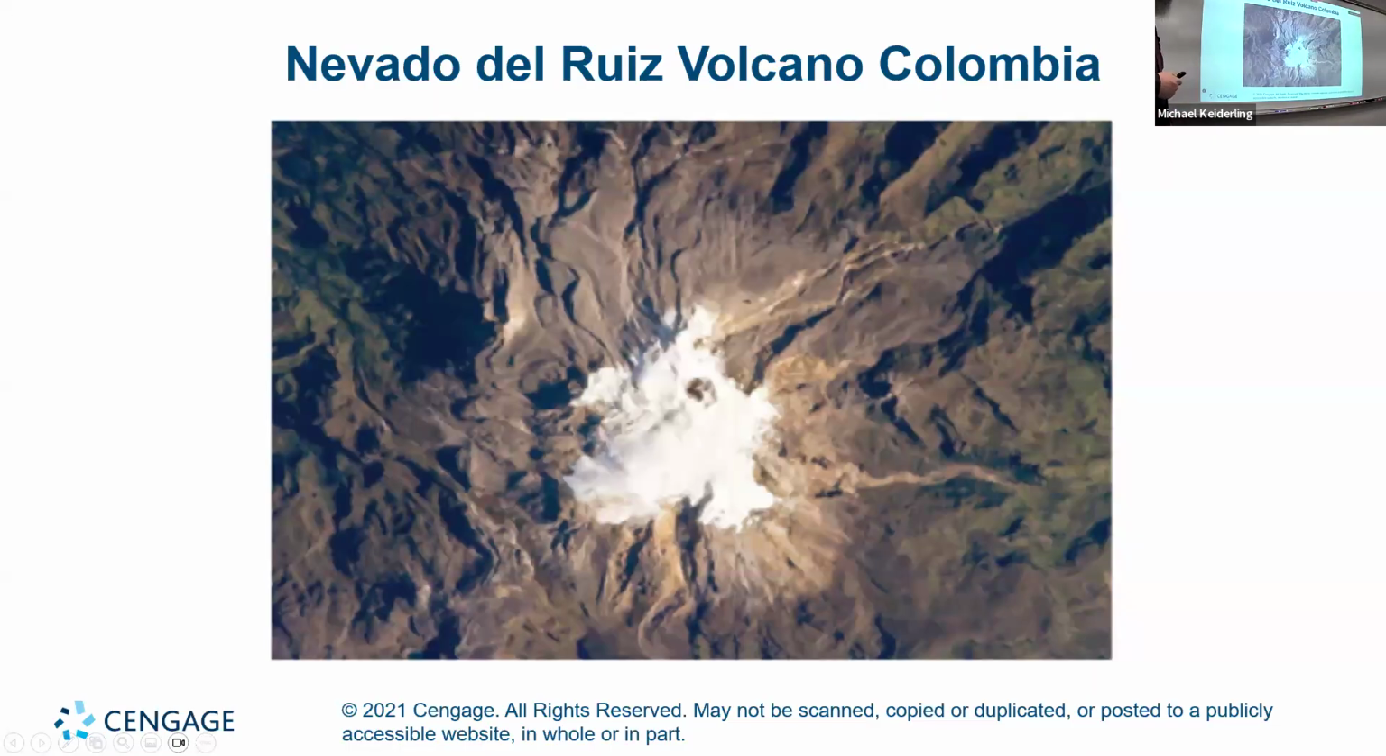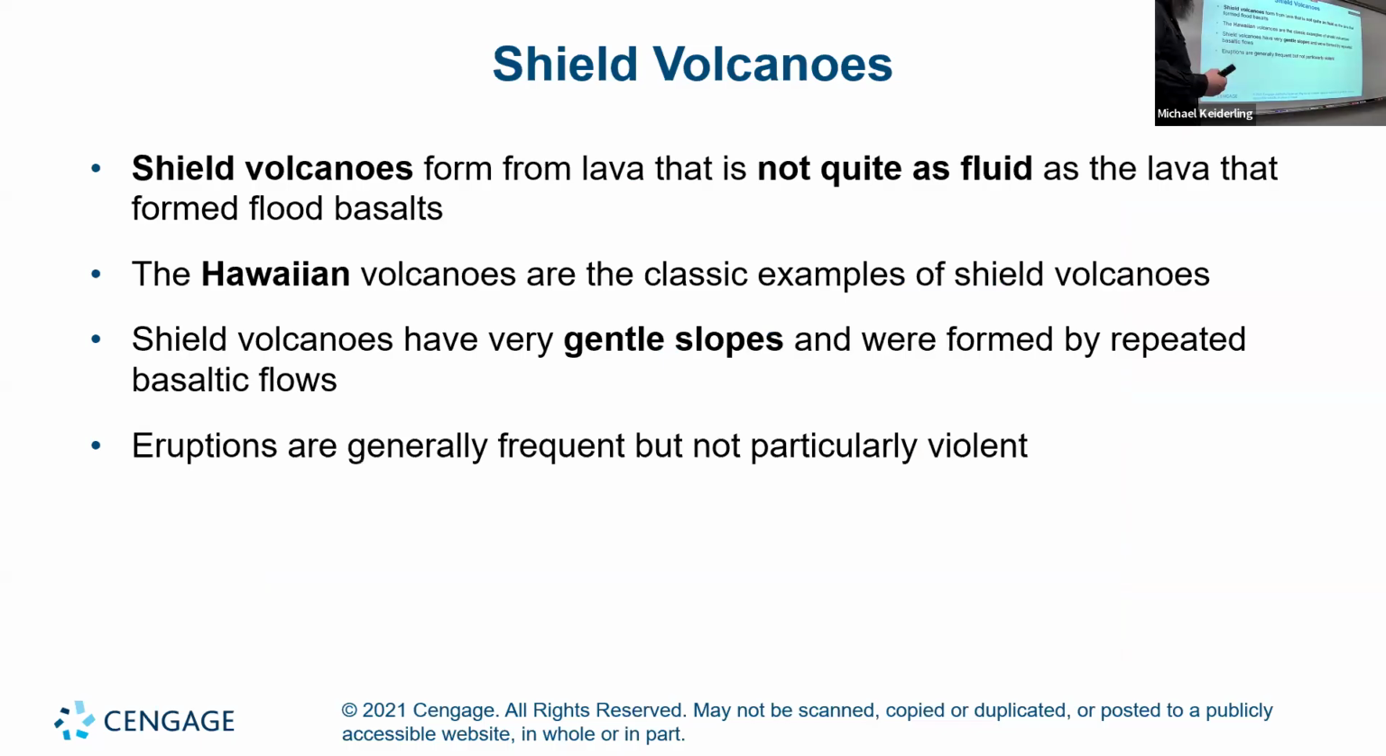So here is the Nevado del Ruiz volcano in Colombia, as seen from above. Shield volcanoes are the volcanoes that form from a source that's very basaltic and localized. So lava that's not quite as fluid as the lava that formed flood basalts, but still very fluid. The Hawaiian volcanoes are the classic examples of shield volcanoes.